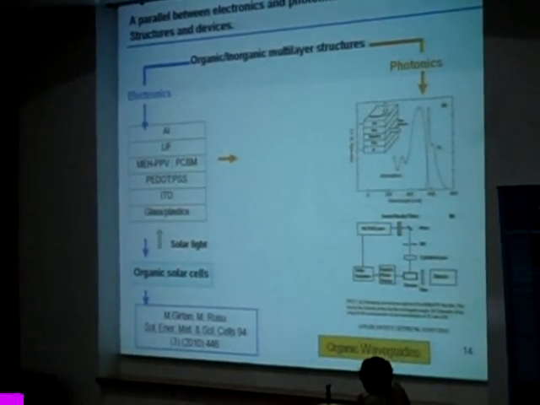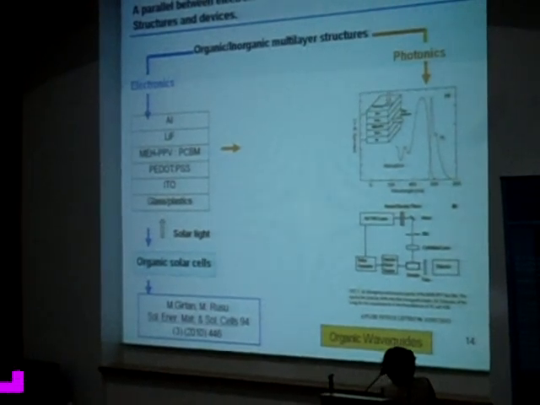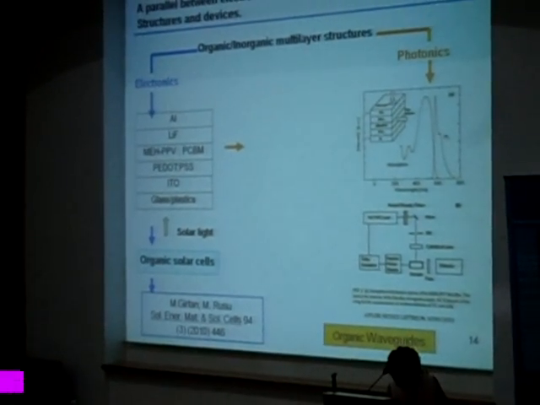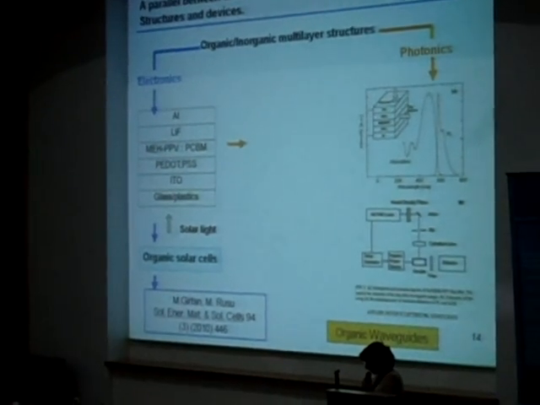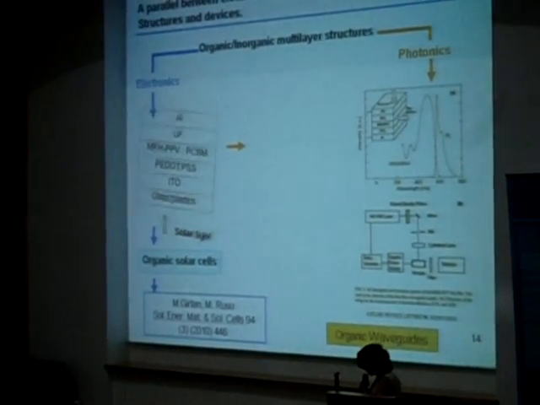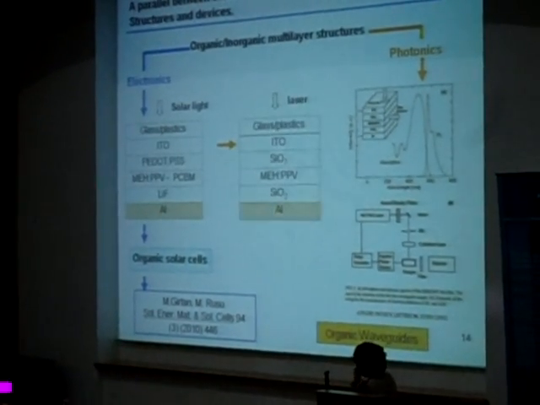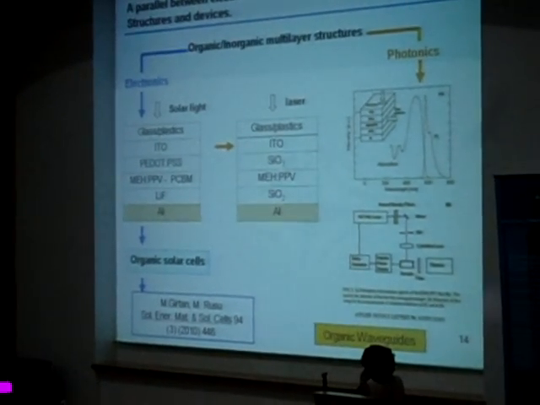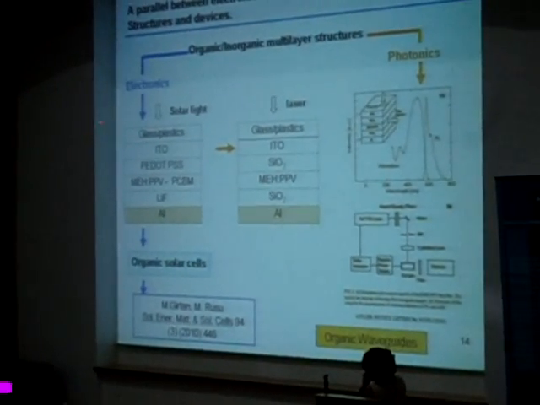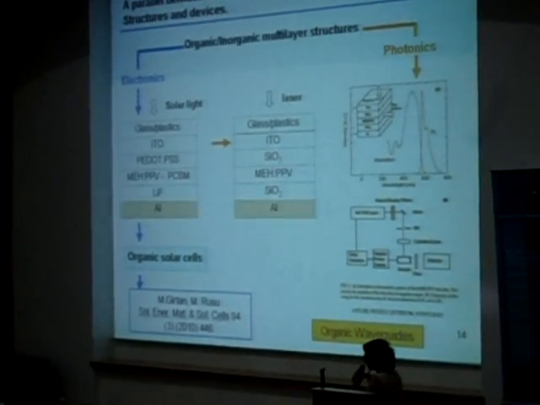And if we look at this picture, which presents an organic waveguide in photonics, we will see the structure is very similar to the structure of an organic solar cell. We just invert the structure and compare it to the structure of the organic waveguide in photonics. So we see very good correspondence and very much similarity.